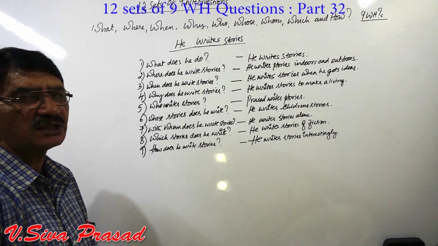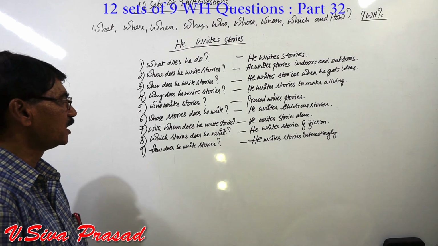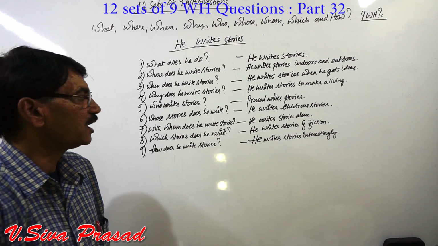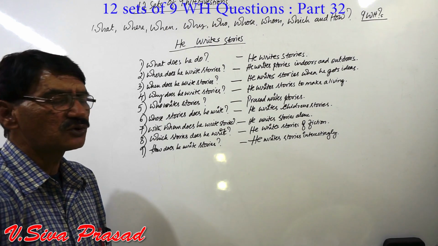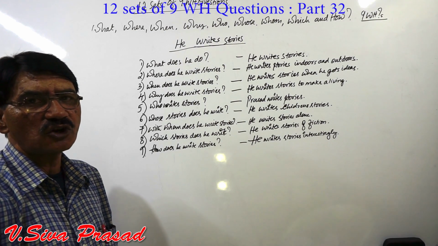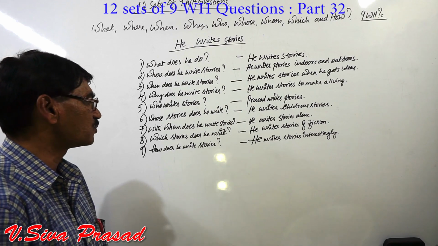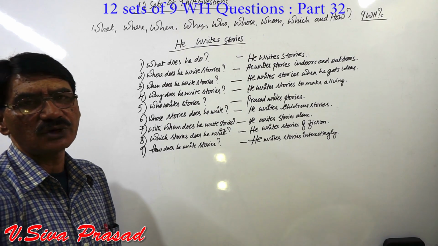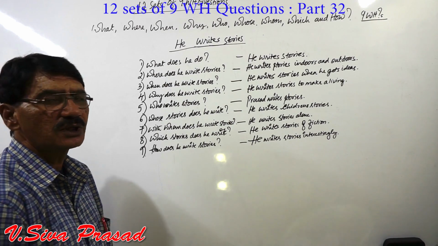Whose stories did he write? He wrote children's stories. With whom did he write stories? He wrote stories alone. Which stories did he write? He wrote stories of fiction. How did he write stories? He wrote stories interestingly. Let's go to the third set.